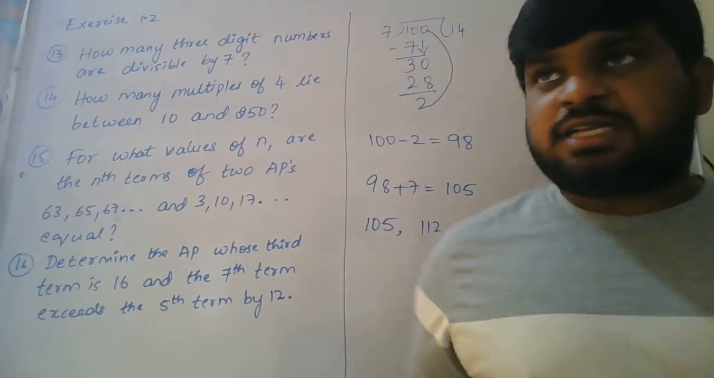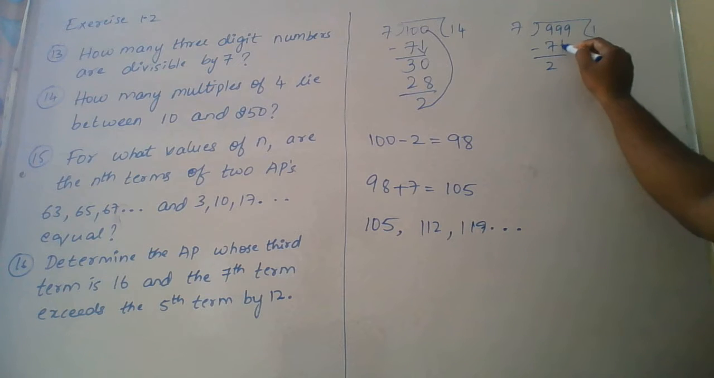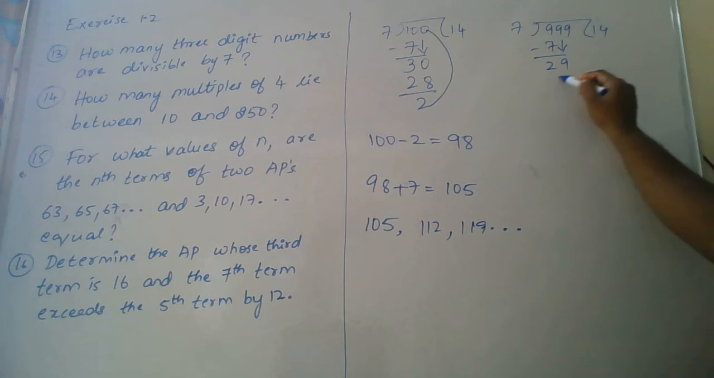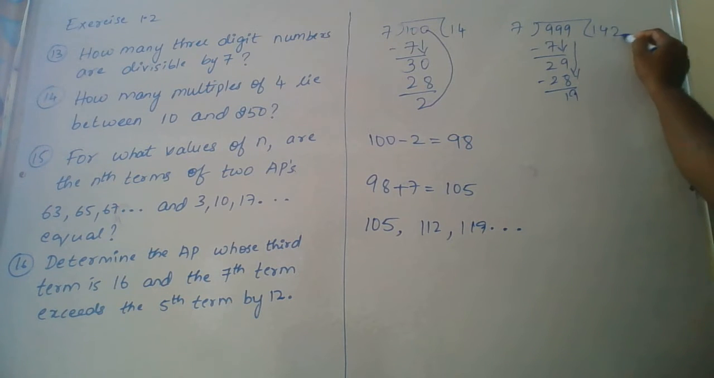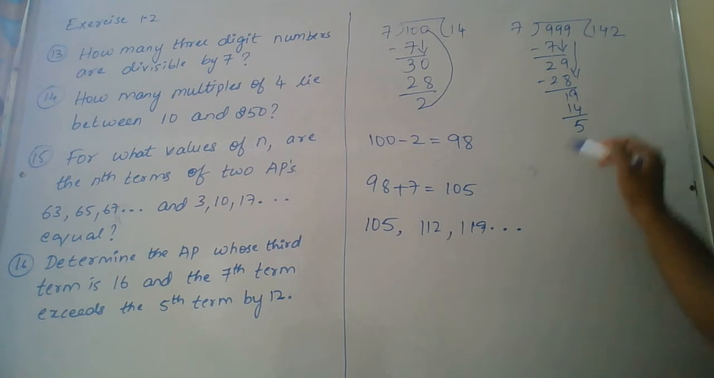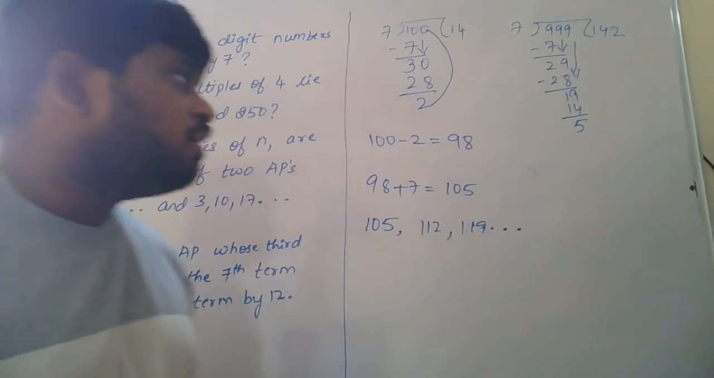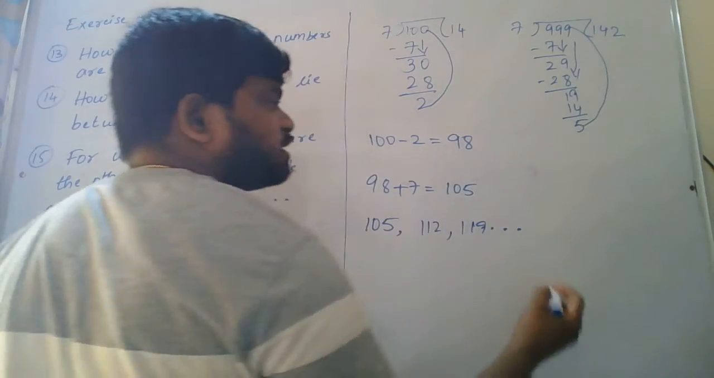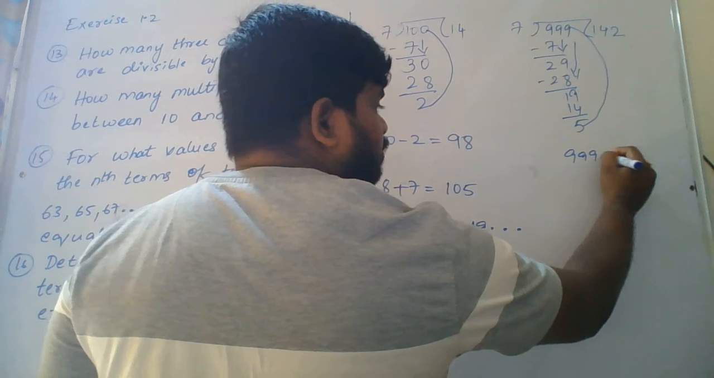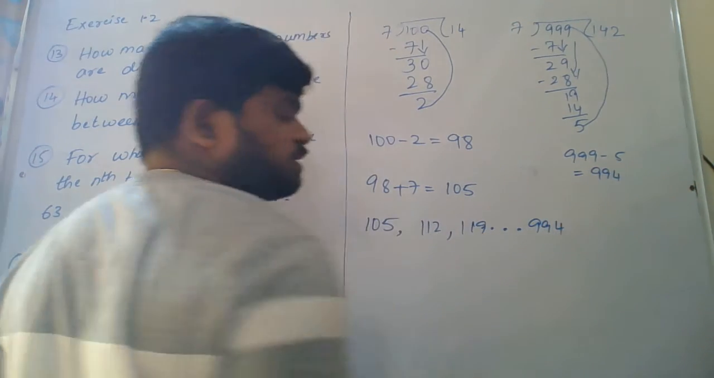Okay. The greatest 3-digit number is 999. Let's check whether it is divisible. 7 ones are 7. You get 2. Bring down this 9. 7 fours are 28. 1. Bring down this 9. 7 fives are 35... the remainder you get is 5. So it is not divisible. 999 is not divisible. Okay. So let's subtract it. 999 minus 5 gives you 994. That is the last 3-digit number.